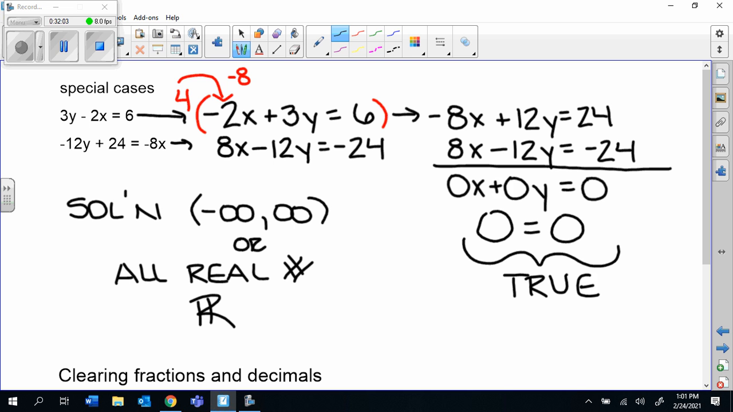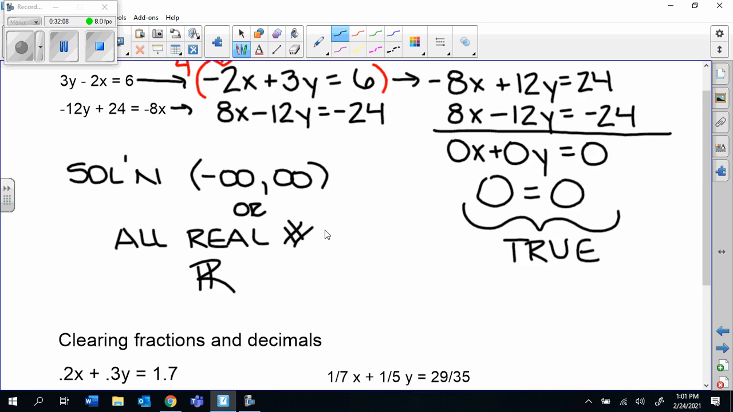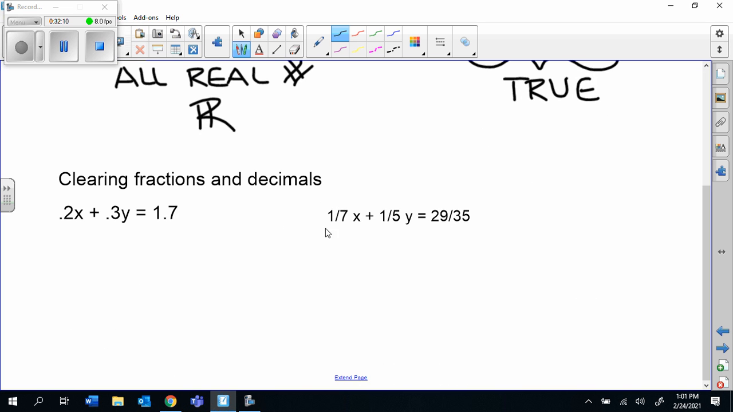All right, our last example has to do with clearing fractions and decimals. If you notice a glitch in our video, I've got to pause real quick, and I'll do this one in just a second.